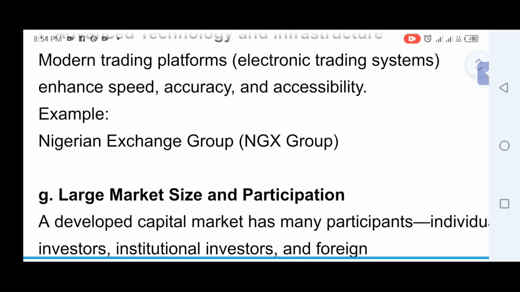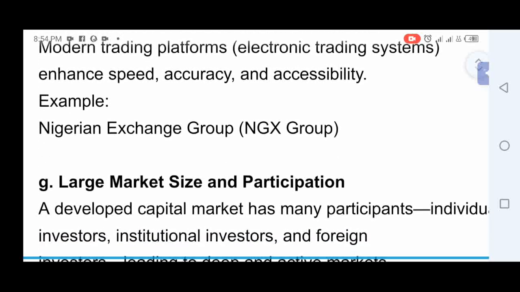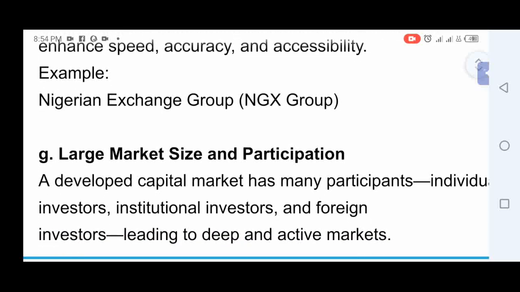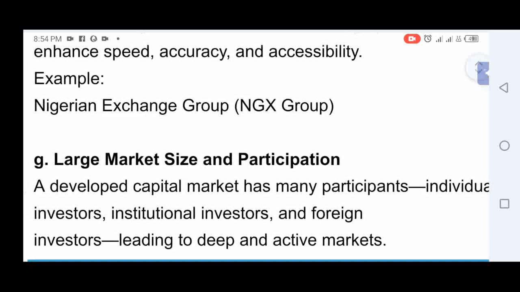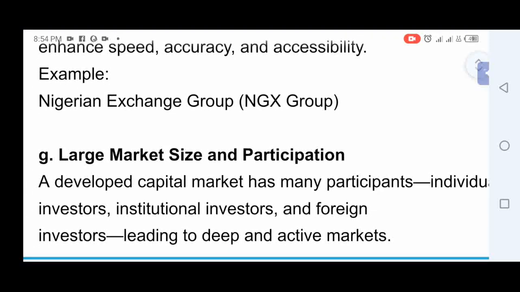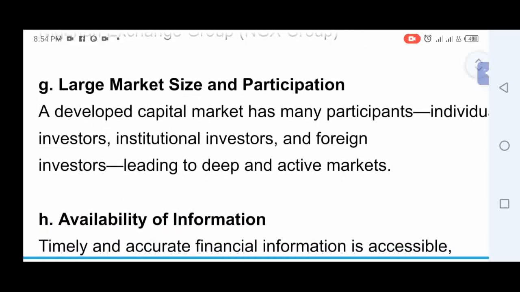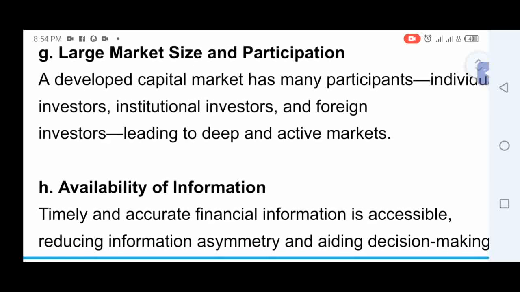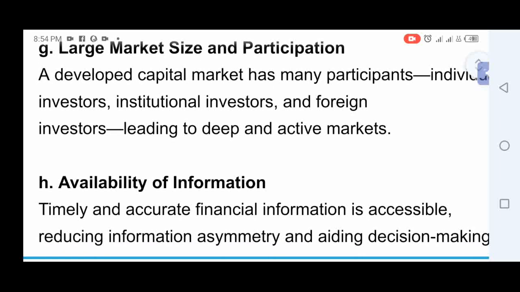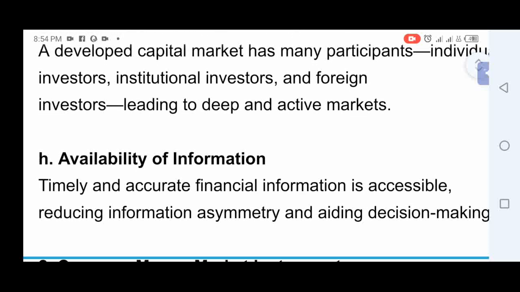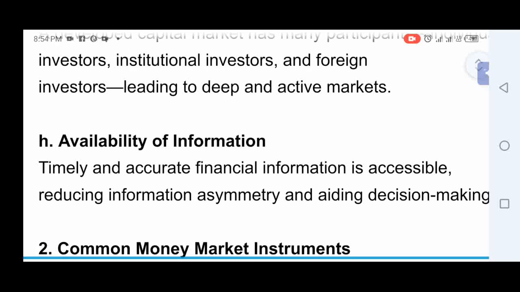G. Large market size and participation. A developed capital market has many participants: individual investors, institutional investors, and foreign investors, leading to deep and active markets. H. Availability of information. Timely and accurate financial information is accessible, reducing information asymmetry and aiding decision making.